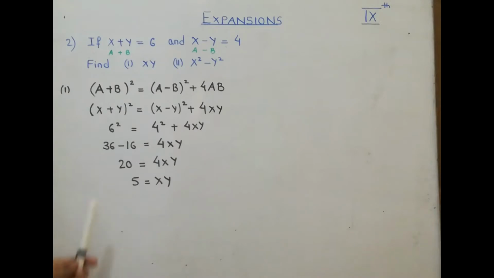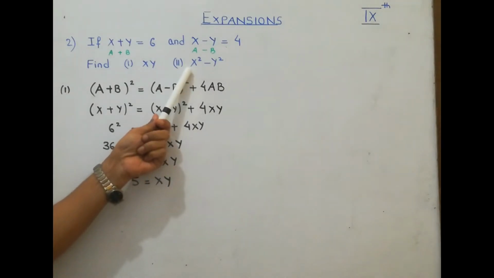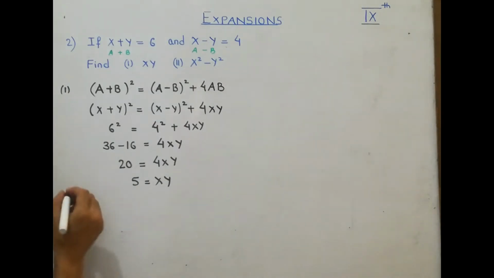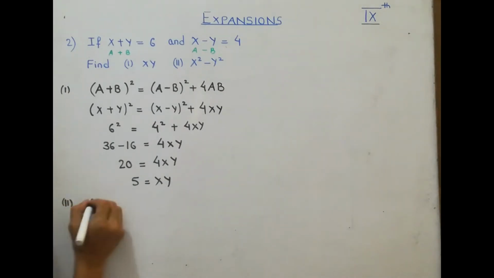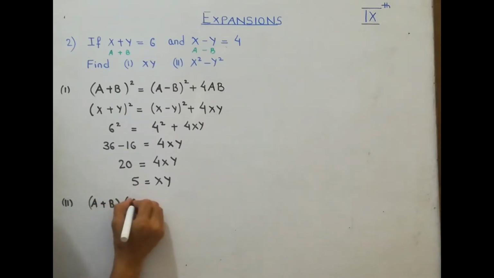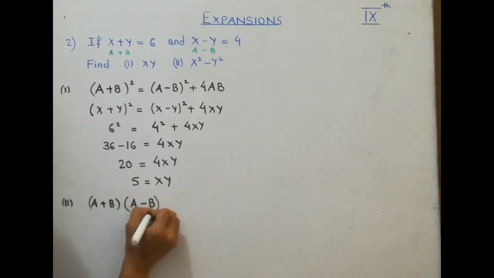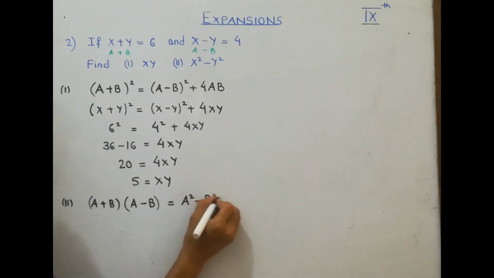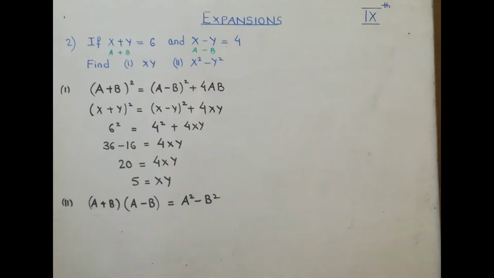Now, in the second part, they are asking us to find, now this can be read as a square minus b square. So we have the formula (a plus b) into (a minus b) is equal to a square minus b square. Now here we are going to apply this formula: (a plus b) into (a minus b) is a square minus b square.